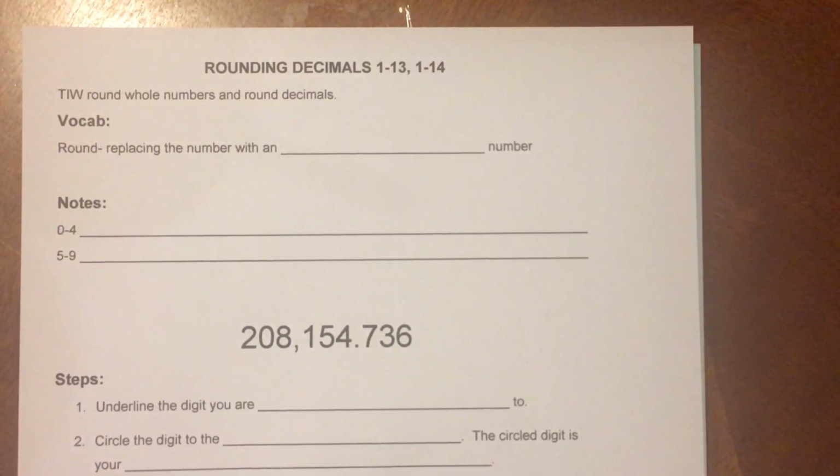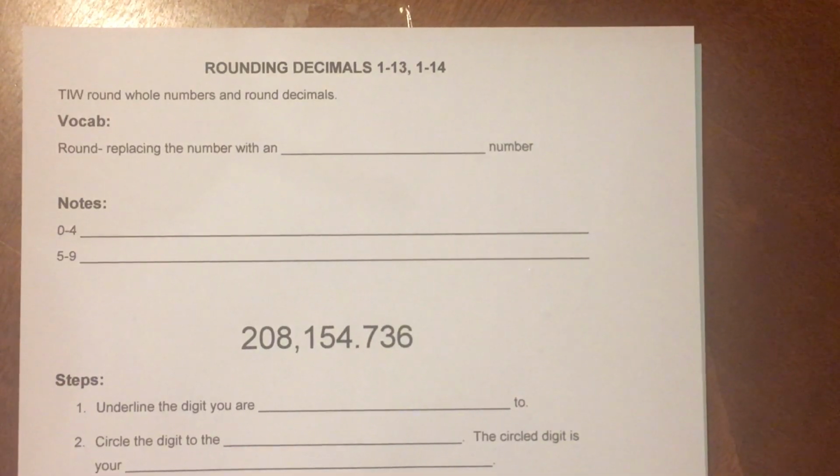Today is our last lesson of Unit 1. It's rounding decimals 1-13, 1-14. And our goal today is I will round whole numbers and round decimals. We'll be using both types of numbers. So our only vocab word really is, what does round mean?